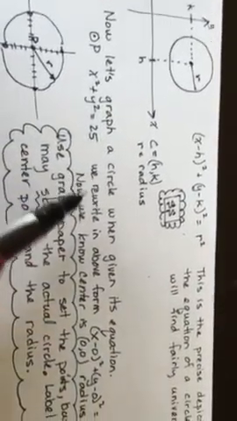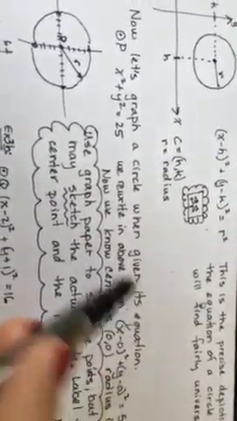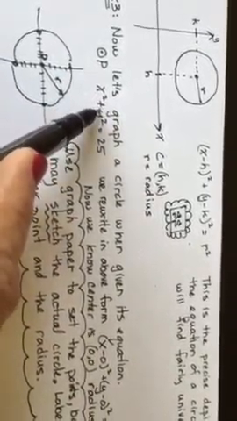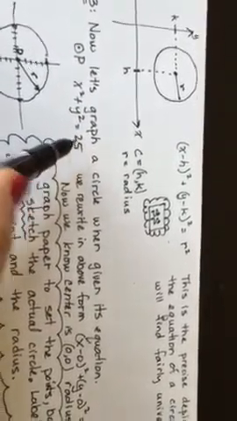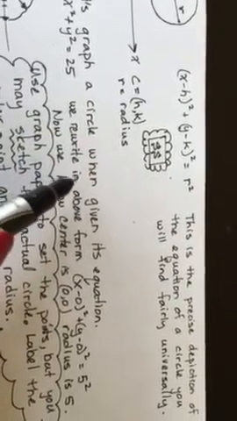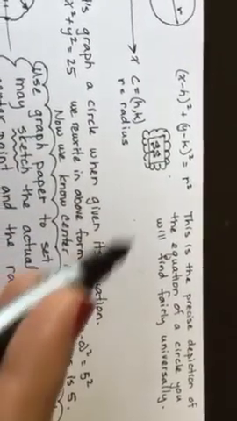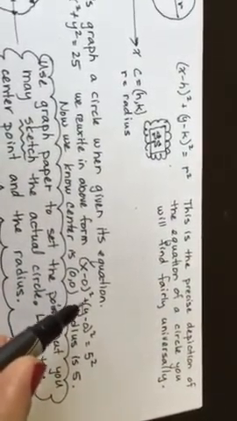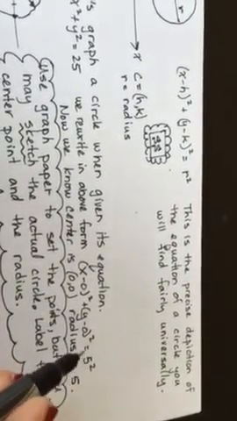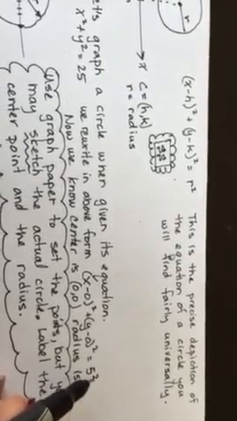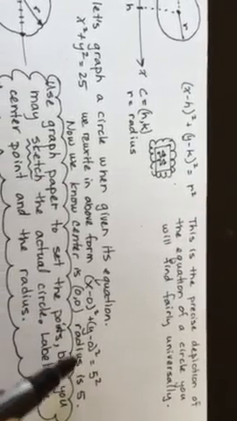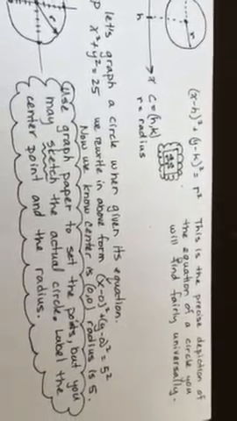So now let's graph a circle when given this equation. Circle P has the equation x squared plus y squared equals 25. We will rewrite it to be in the above form of x minus 0 quantity squared plus y minus 0 quantity squared equals 5 squared. Now we can see clearly that its center is (0, 0), and its radius is 5.